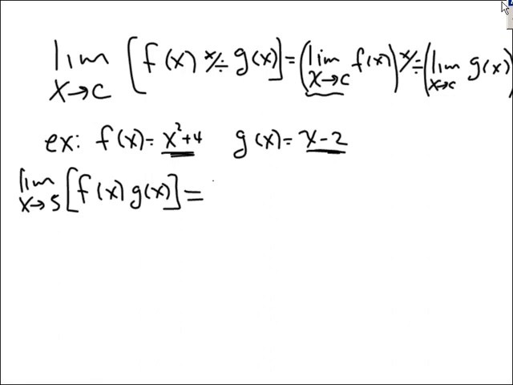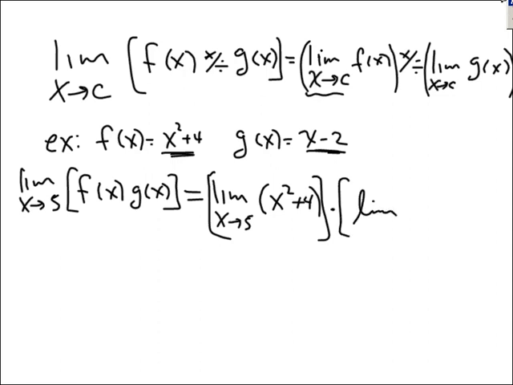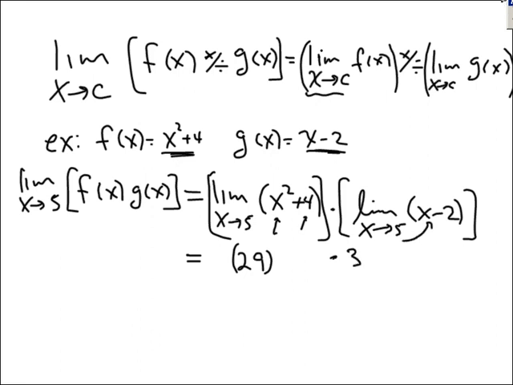That's too hard. So you can take the limit as x goes to 5 of f of x, also known as x squared plus 4, take that answer and multiply it by the limit as x goes to 5 of g of x, which is x minus 2. And like before, 5 squared, 25 plus 4 is 29. This time we multiplied, and 5 minus 2 is 3, and 29 times 3 is 87.